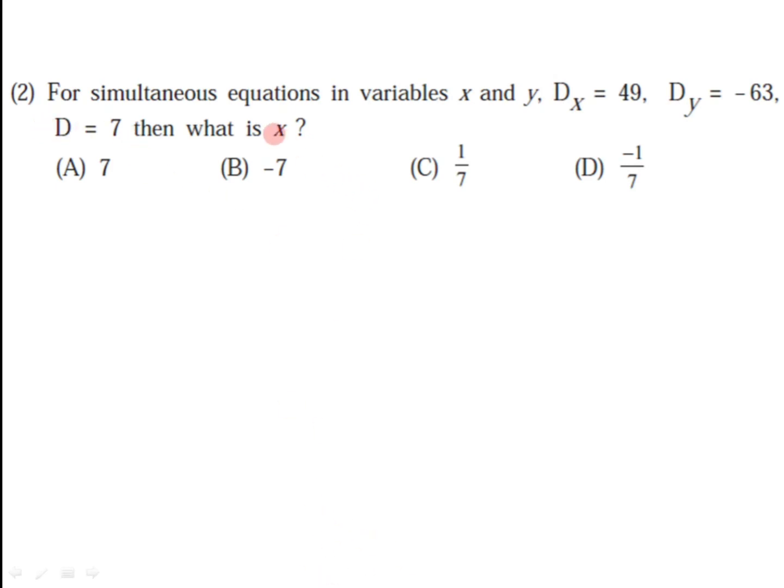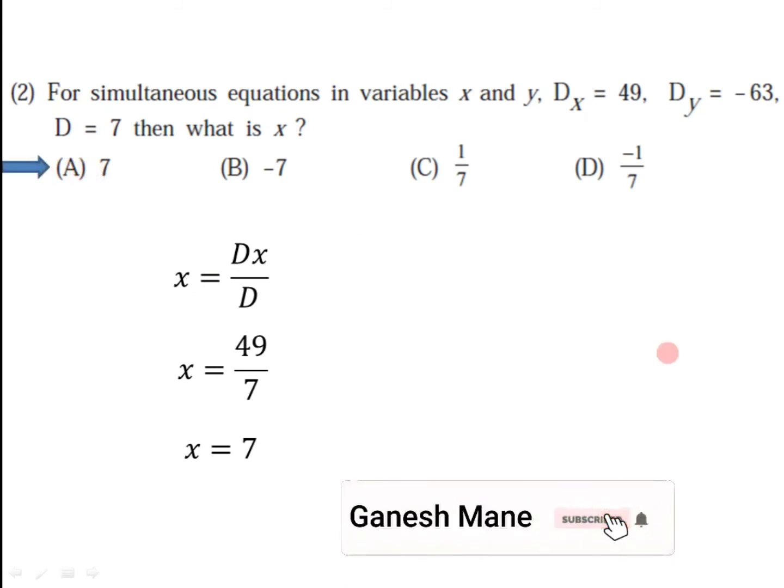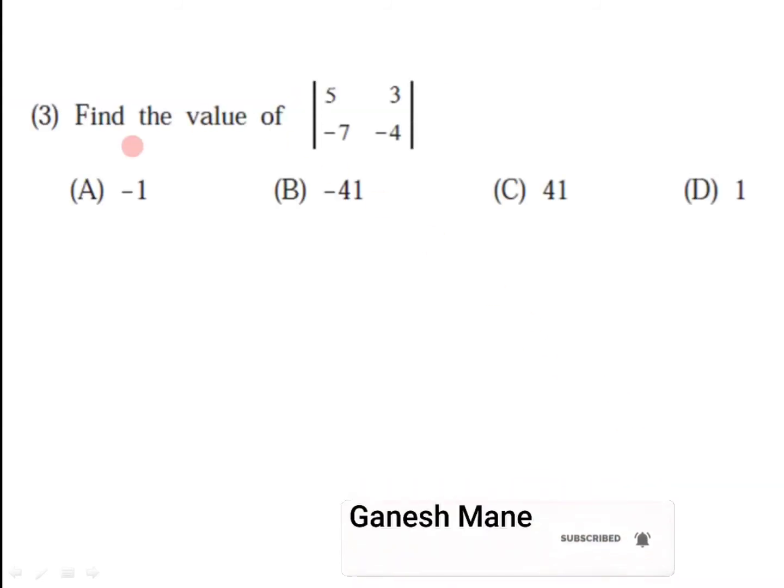To find the value of x, we have the formula x is equal to dx divided by d. We'll replace here the values of dx and d. Dx is 49, that's given, divided by d, which is 7. If we divide 49 by 7, we get 7, as 7 sevens are 49. That's why x is equal to 7. So amongst these four alternatives, the correct answer is option A. That's why this is the correct alternative. Let's have the next question.